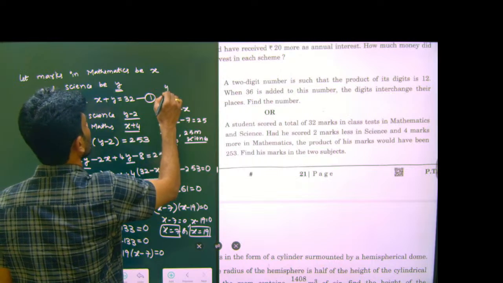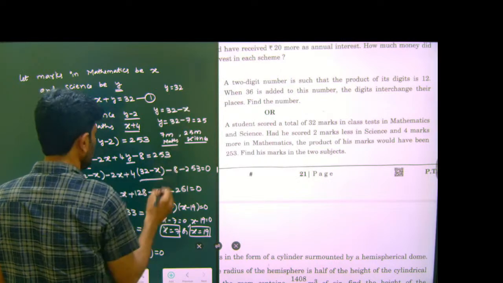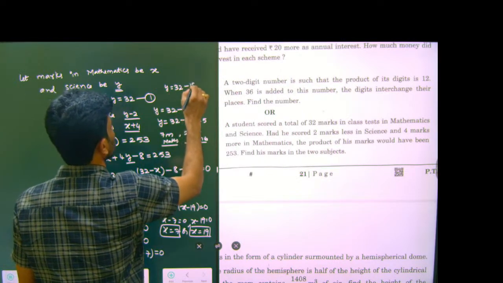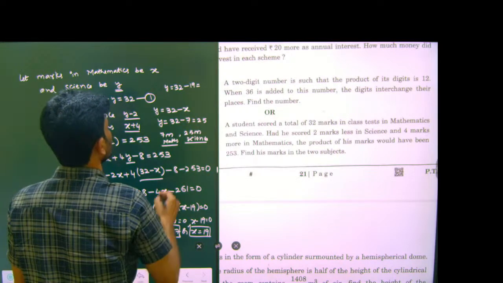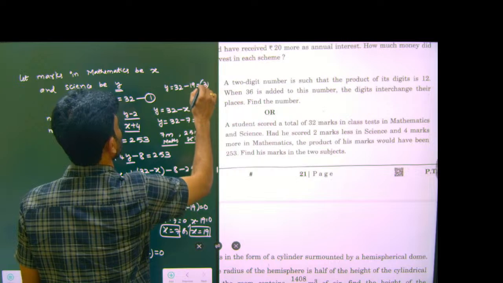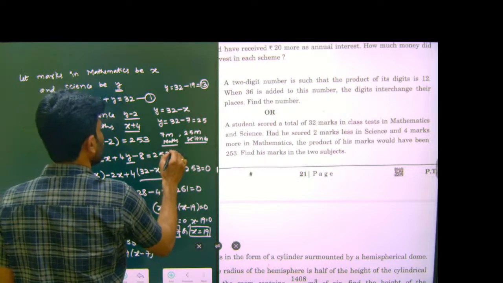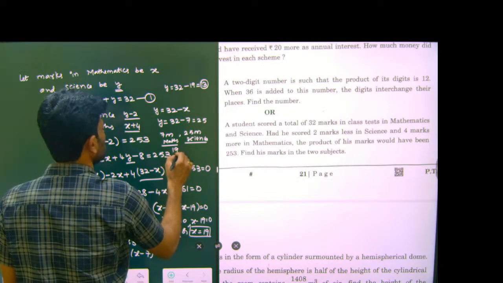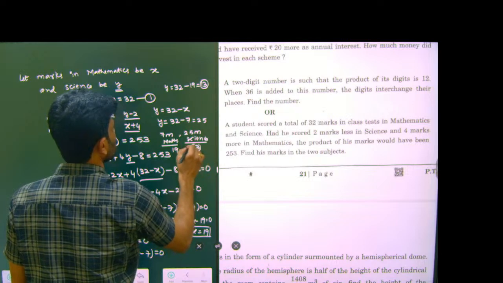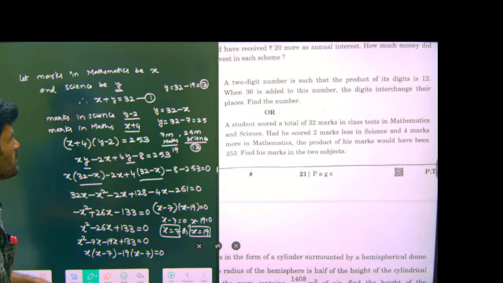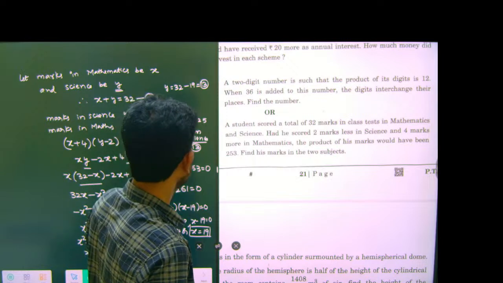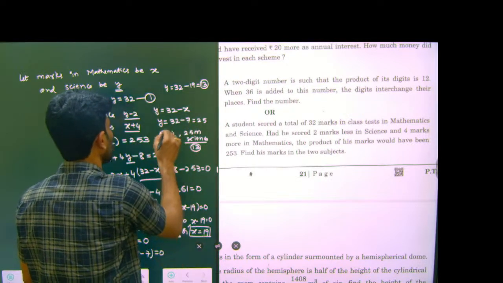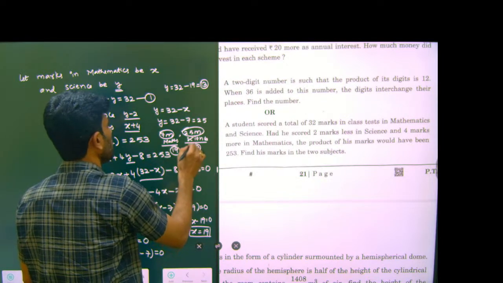Similarly, another one, y is equal to 32 minus, we got 19 here, 32 minus 19 is how much? 13. So in another case, if we get 19 marks in maths, he will get 13 marks in science. So like this, two cases will be there. In two cases, two answers will come. 7 marks, 25 marks, 19 marks, 13 marks.